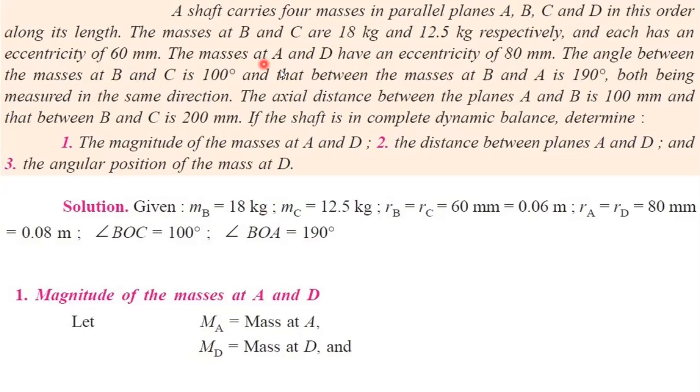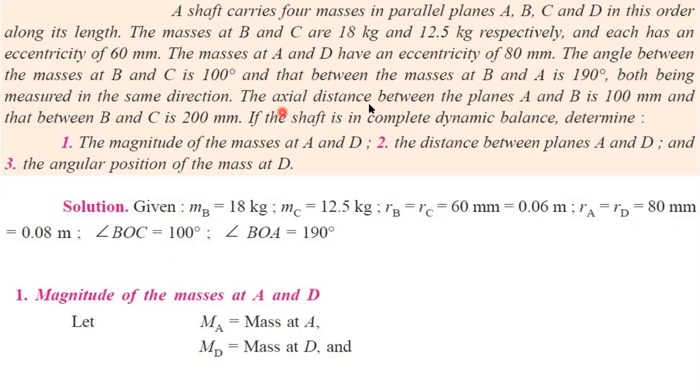The masses at A and D have an eccentricity of 80 mm. So the radius of A and D will be 80 mm. The angle between the masses B and C is 100 degrees. So BOC will be 100 degrees, and the angle between the masses at B and A is 190 degrees. So BOA will be 190 degrees. So they have given the two angles, both being measured in the same direction, either clockwise or anti-clockwise. In our problem, mostly we will be taking it as anti-clockwise.